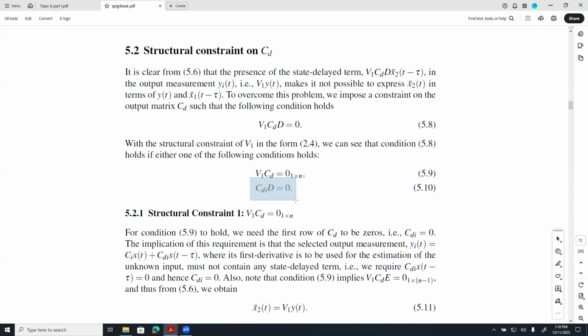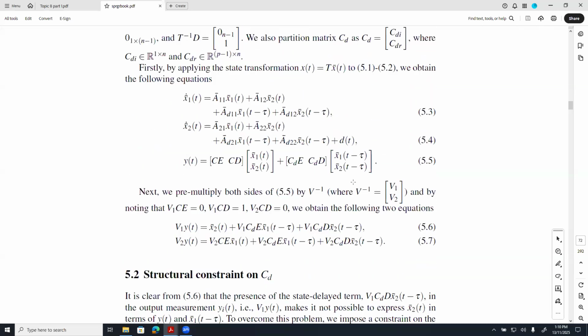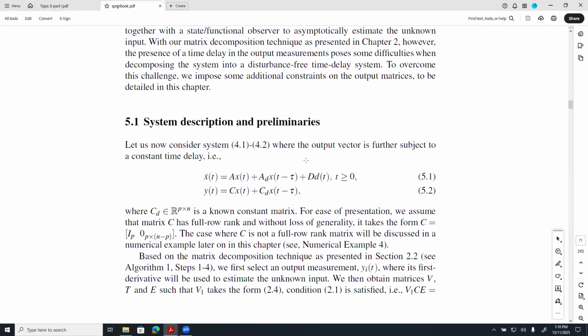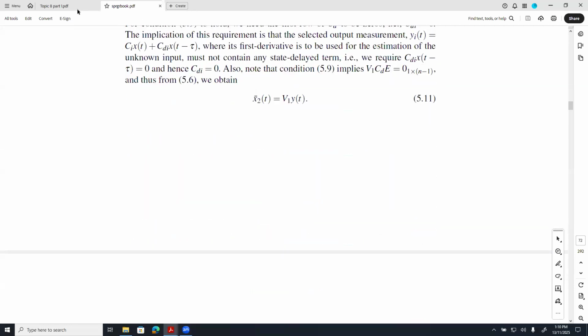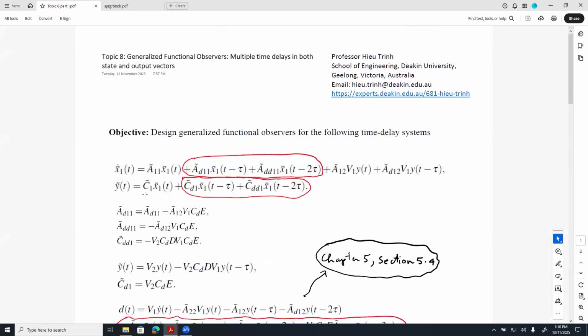What this requires is that the row associated with matrix CD is in the null space of matrix D, which is associated with the unknown input. And so we obtain this very complex time delay system with multiple delays, especially multiple delays in the output measurement vector.